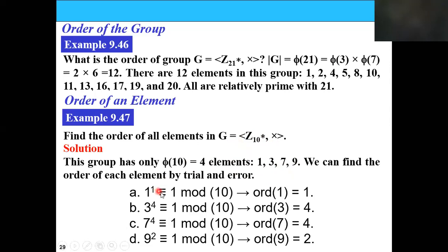So 1 to the power 1 is congruent to 1 mod 10, so the order of 1 is 1. 3 to the power 4 is congruent to 1 mod 10, so the order of 3 is 4. In that case, if you can look over here, 7 to the power 4 is congruent to 1 mod 10.